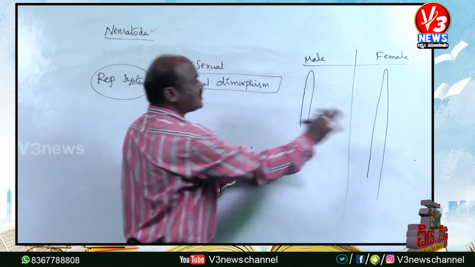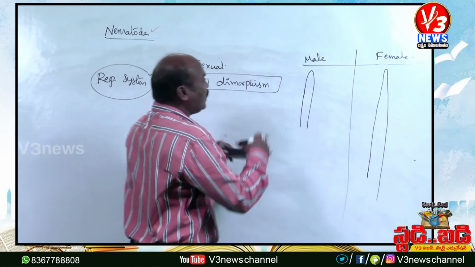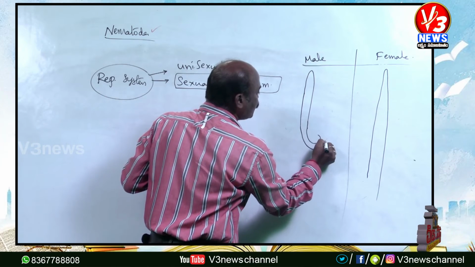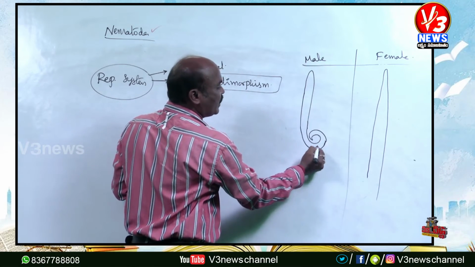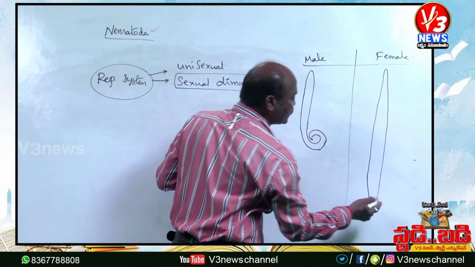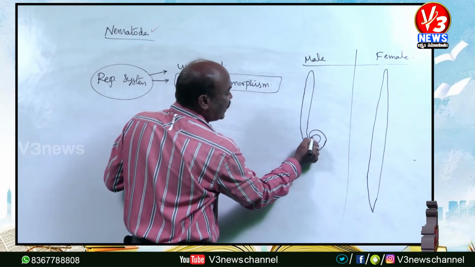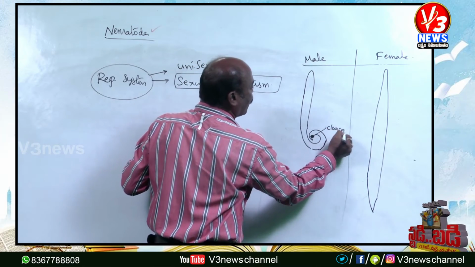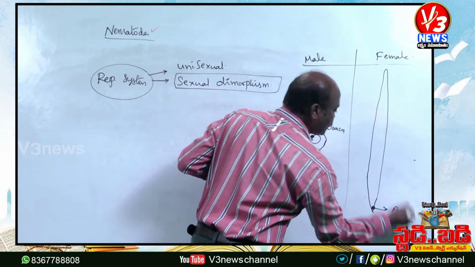Yeah, this is about their size. They are longer and larger. Then in the male, the posterior end is curved, so a curved tail. In males, the posterior end is curved, whereas in females, the posterior end is straight. In males, the curved posterior end possesses a cloaca. In the case of females, they possess an anus.